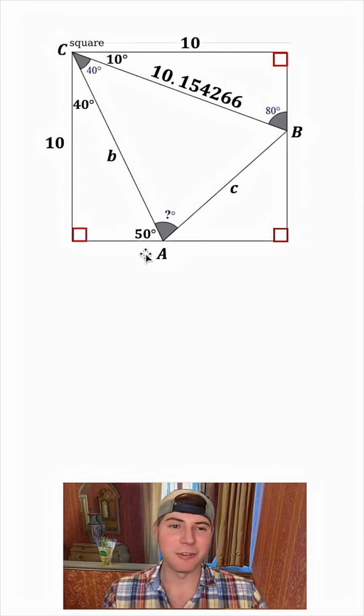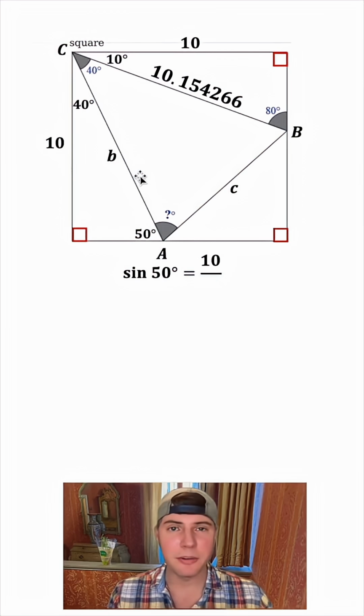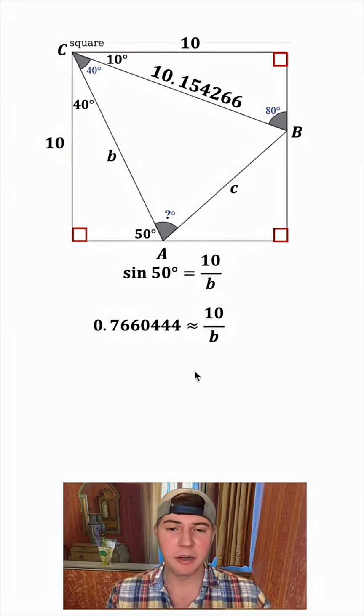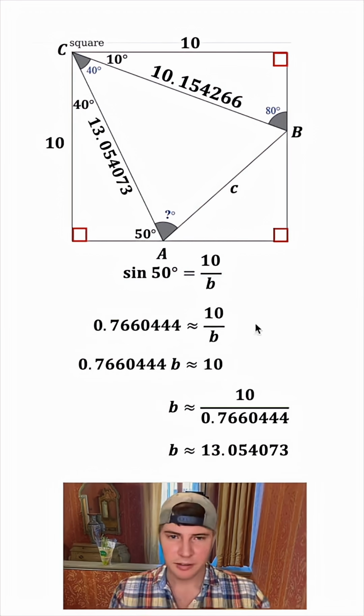So let's do sine again. We'll do sine of 50. It's equal to a ratio of the opposite, 10, divided by the hypotenuse B. Sine of 50 is this decimal right here. Multiply both sides by B, divide by the decimal, and we get a value for B. It's approximately 13.05. Let's get rid of this stuff.